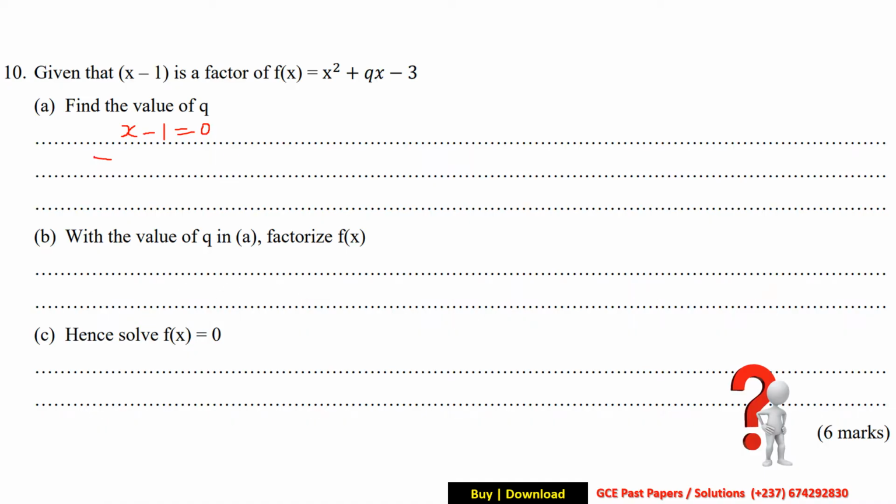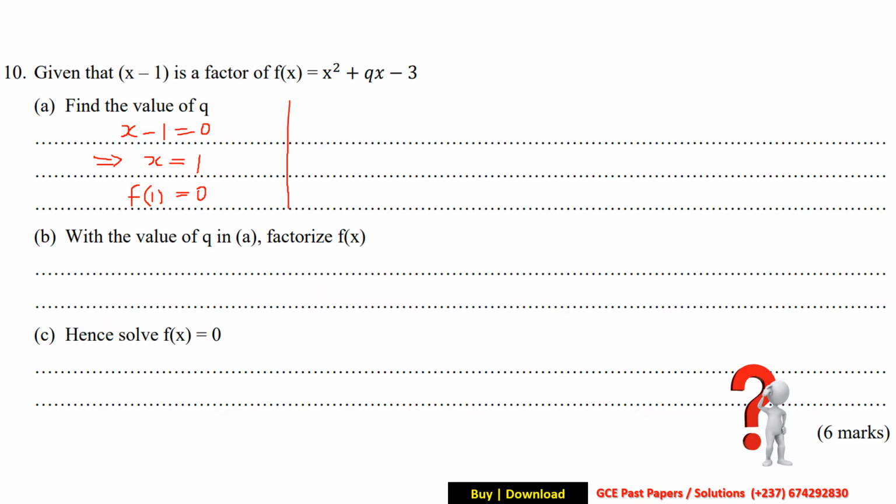And from here, what will be the value of x? From here, the value of x will be equal to 1, right? So it therefore means that since x minus 1 is a factor, the remainder should be 0. And therefore, when we look up f of 1, the result should be equal to 0. So f of 1 should be equal to 0.